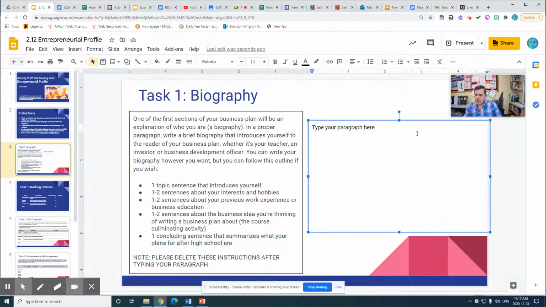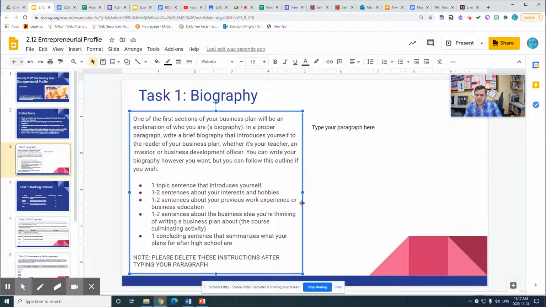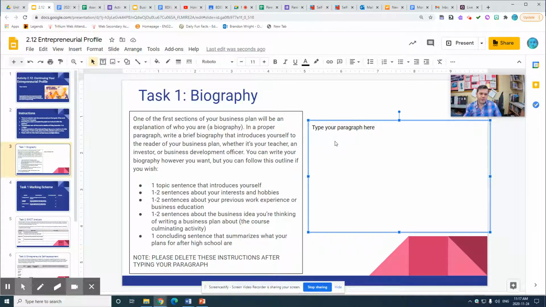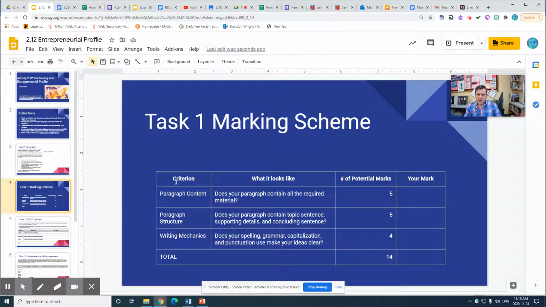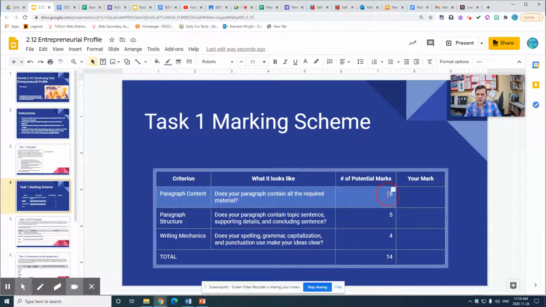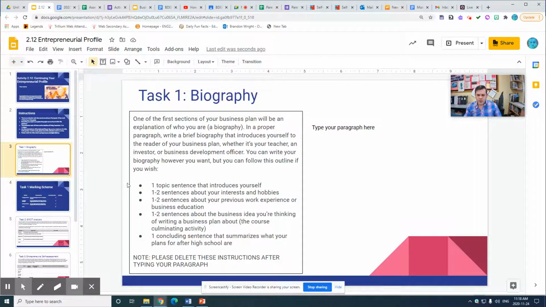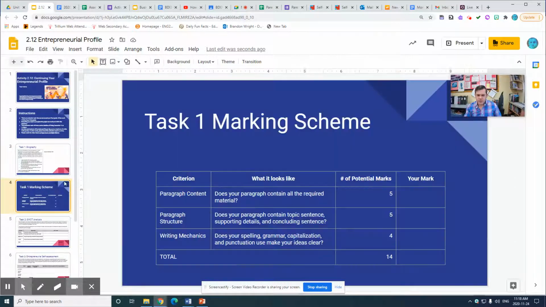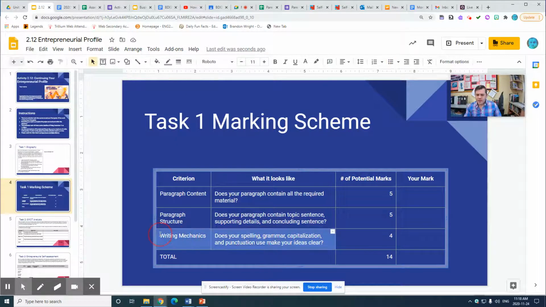Now you can type your paragraph here, but after you're done typing your paragraph, please delete this text box, and that will just give you more room for your paragraph. And your paragraph will be marked thusly. 5 marks for content. Content is all the stuff here. 5 marks for structure. Does it have a topic sentence, supporting details, and concluding sentence? And finally, 4 marks for writing mechanics. How well is your spelling, grammar, punctuation, and capitalization? So you'll get 14 marks out in total.